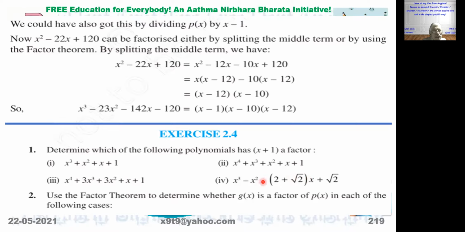This into this will give the minus, and this with minus 1 gives plus. So plus root 2 is not cancelling. So therefore, x plus 1 is not a factor of this. So try to do this by using long division also to show that the remainder is 0 or not 0, as the case may be, for practice.